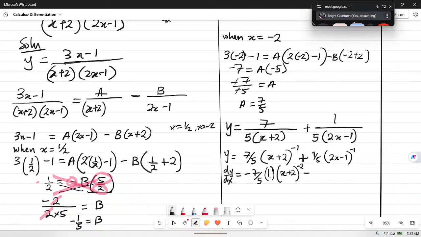Okay, so now I'll give you -1/5. So I'm going to affect the a and the plus there. If you write this one correct, they'll give it to you correct. -1/5. To differentiate this one gives me 2 times 2x minus 1 exponent -2. So now simplify.